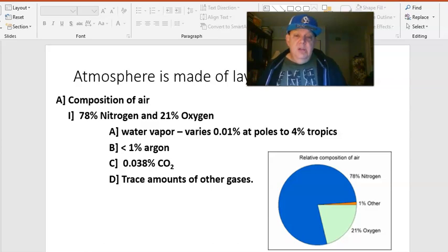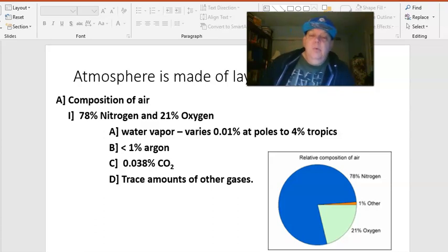Most of the air is nitrogen gas, and it's not flammable, which is a good thing. And 21% oxygen. This is a rough calculation. Now, the water vapor, interestingly enough, varies. It can be 4% up in the tropics, and it can be 0.01% at the poles. Less than 1% is argon gas, that noble gas that belongs to the likes of helium and neon and all that. And then 0.038% CO2, that's what makes up the atmosphere, and that's what's got the climate change people all up in a tizzy.